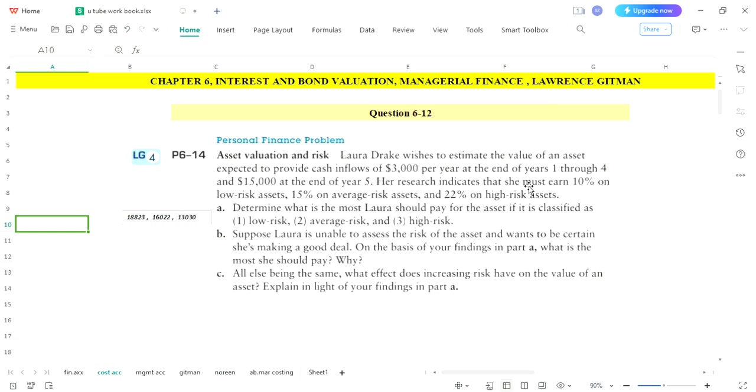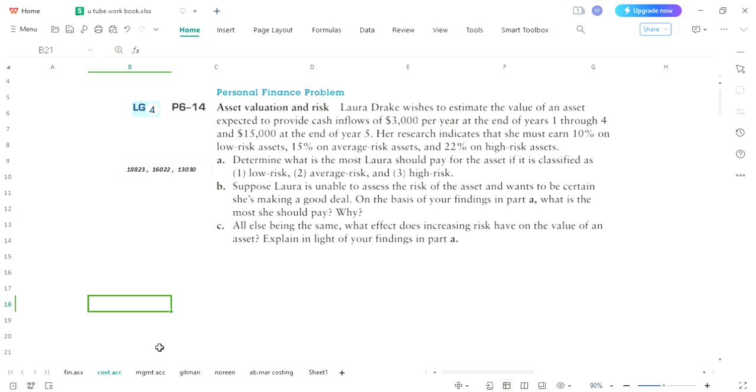Research indicates that she must earn 10% on low risk assets, 15% on average risk, 20% on high risk. Determine the most Laura should pay for the asset. It is classified as low risk, average risk, and high risk. These are actually required rates of return. That means we have small r, and we have our cash inflows, 3,000 for years 1 to 4. So why not write it down so that we can remember it and it would be easy to put the formula. Please note it down.